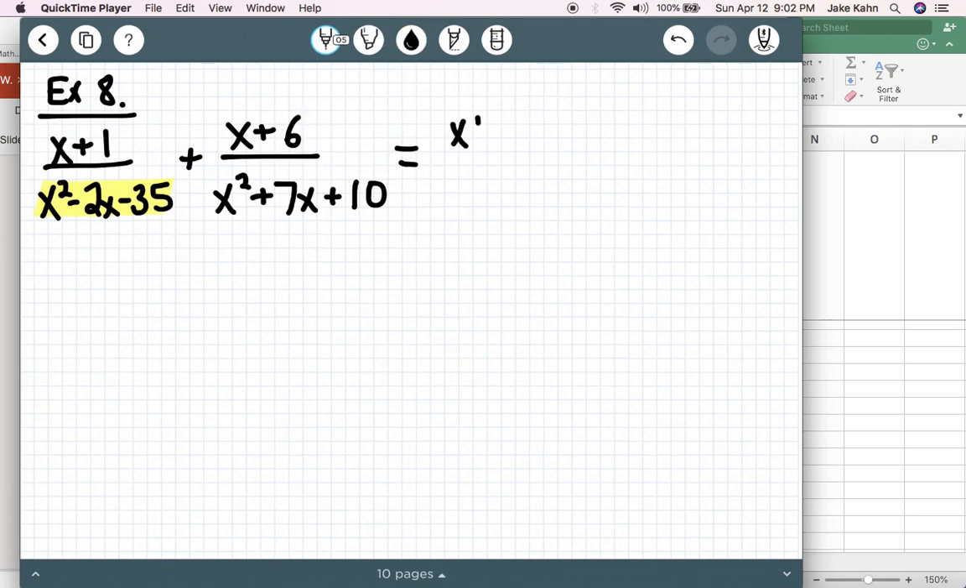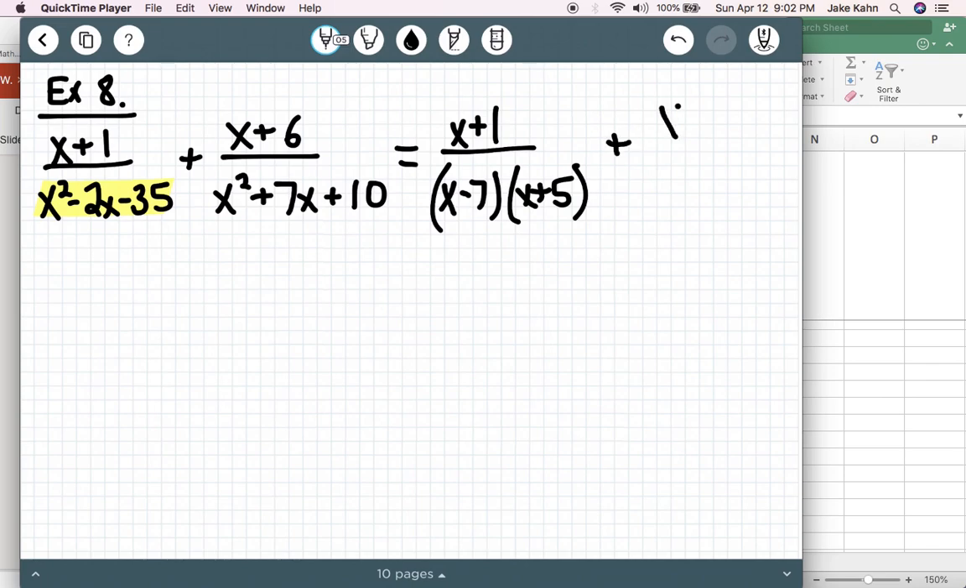X plus 1 can't be factored, keep it the same. On bottom, we have x minus 7 times x plus 5. Second fraction, x plus 6 over 2 numbers multiplied to get 10, add to get 7 would be x plus 5 and x plus 2.